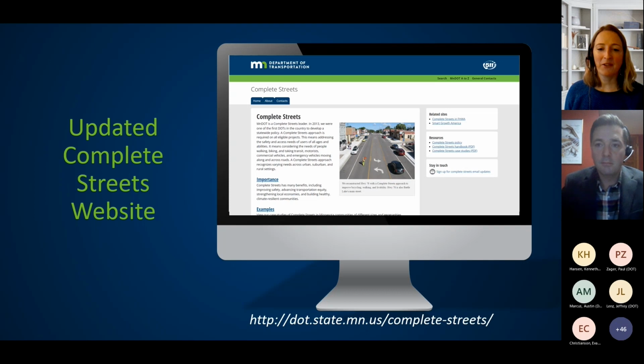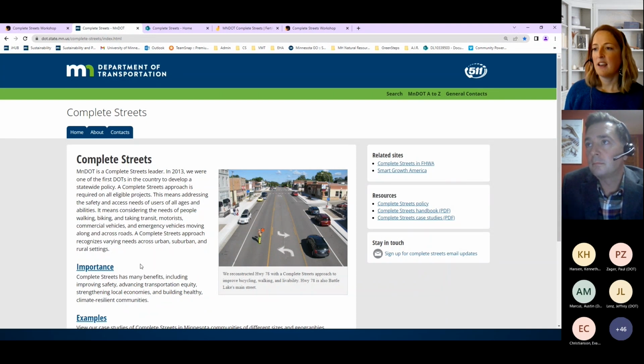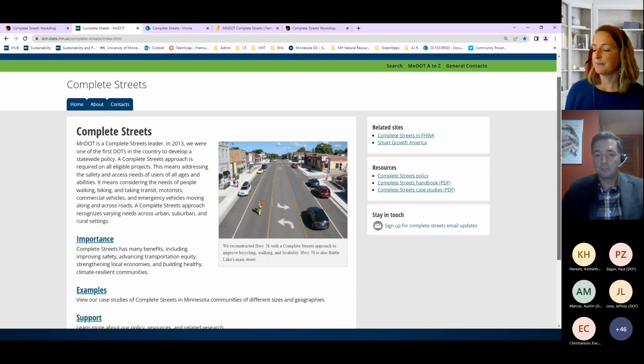So first, we have an updated Complete Streets website, which is super exciting. This is on our A to Z on iHub. You can also just type in MnDOT Complete Streets and it should pop right up. So I just wanted to walk through a couple of the key things to pay attention to with the website. So we tried to clean things up, streamline it.